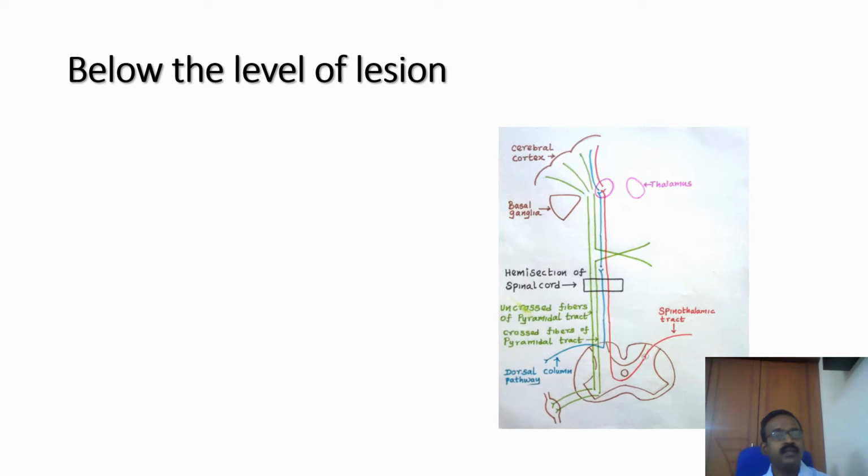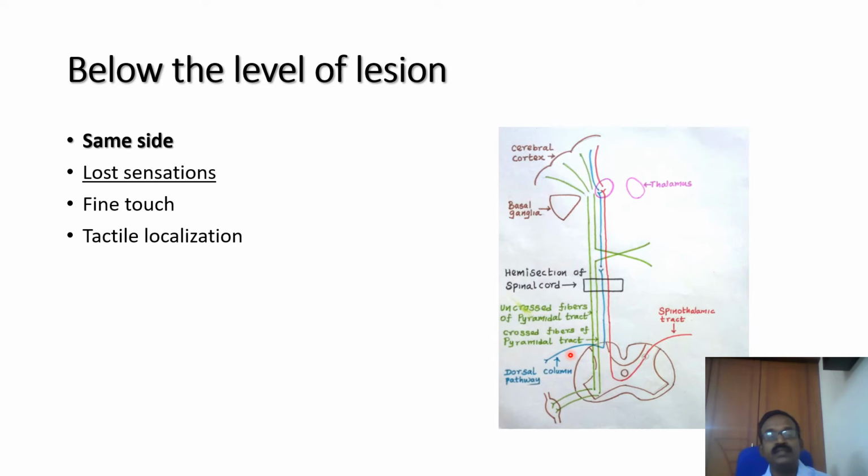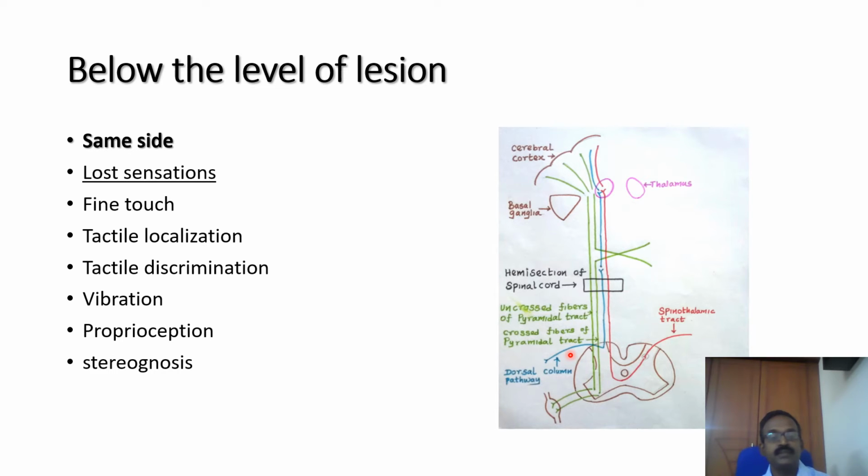Clinical features of Brown-Séquard syndrome. So this is the lesion, hemisection of the spinal cord. Below the level of the lesion, on the same side, what sensations are lost? Fine touch, tactile localization, tactile discrimination, vibration, proprioception, and stereognosis.